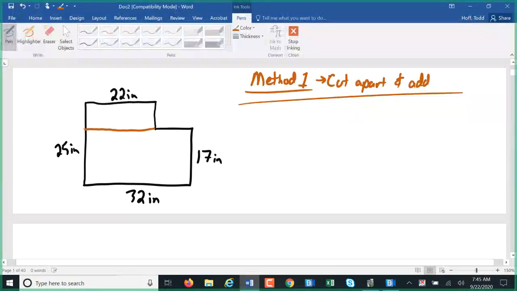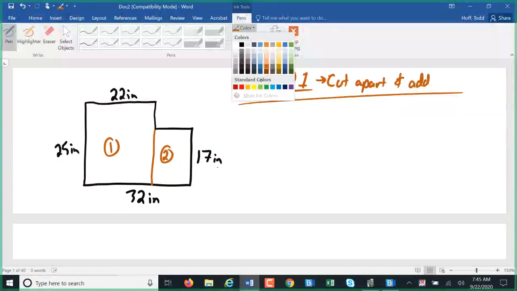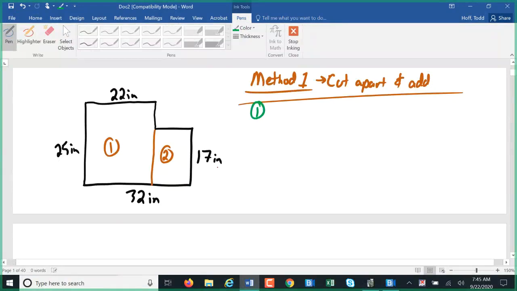I could cut it across here and have 2 rectangles. Or I could cut it down here and have 2 rectangles. Either way, it'll be about the same amount of work. Since this is what I have drawn right now, let's leave it just like this. So rectangle 1, that area is pretty easy to find. That's 25 by 22. 25 inches by 22 inches is 550 square inches.